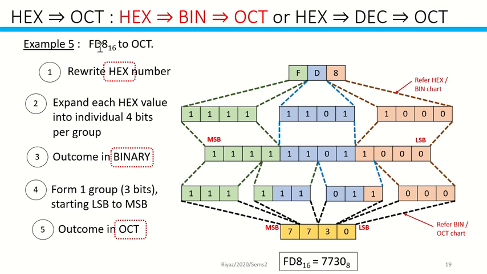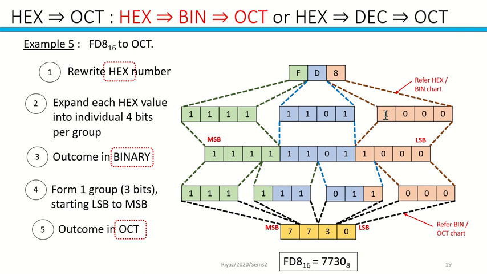So for example, I have a question over here, example 5. FD8, you need to change from hexa to octa. So first you write FD8 over here in the hexa number, and then expand each of the individual hexa digits to binary. You can always refer back to my previous slides. So each digit in hexa is represented by 4 bits.